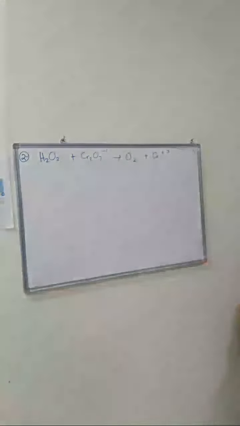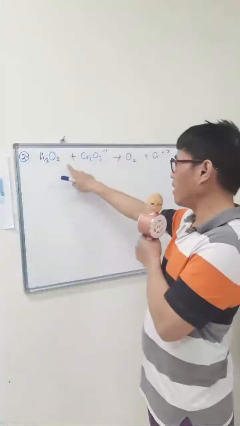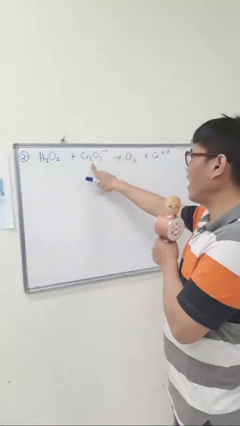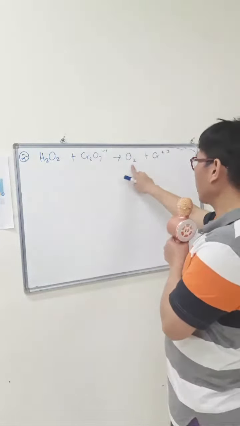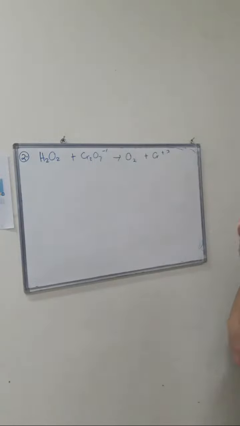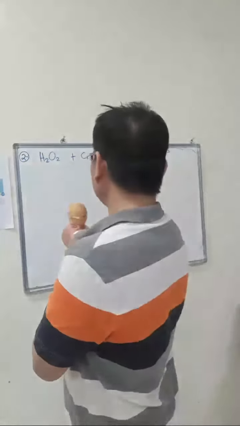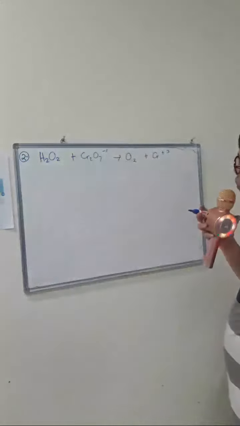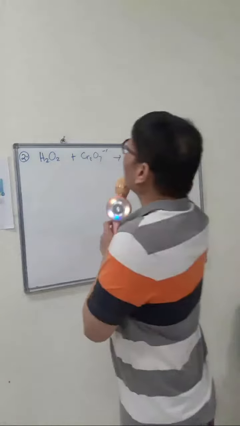Let's check the atomic mass. Hydrogen is 1.008 gram per atom, oxygen is 16, and chromium is 53.93. Atomic mass, atomic weight. Now we will start. Determine the oxidation number, the oxidation state, for each. We know the rules already, right? Now we go here.